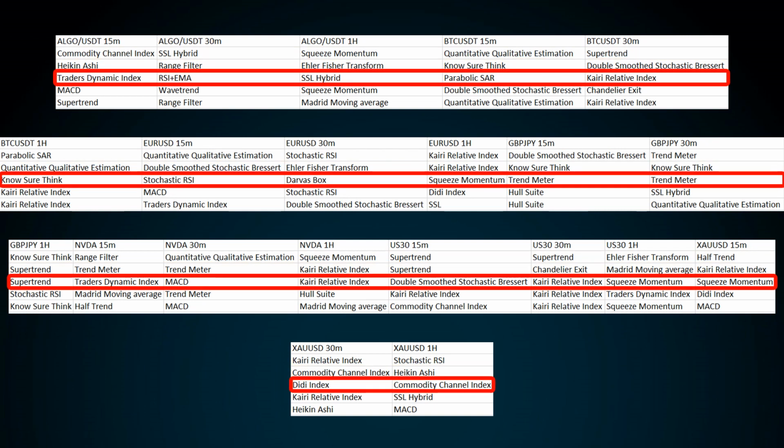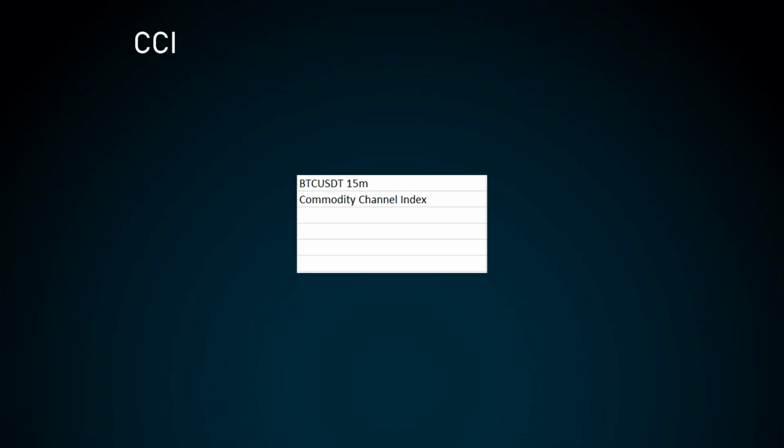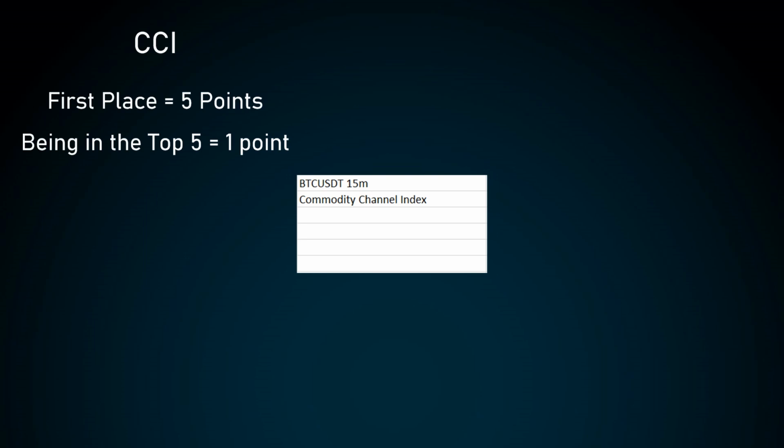Besides that, I gave 1 extra point for each placement an entry signal indicator achieved. So as a quick example, let's say the CCI was the first place winner on the 15-minute Bitcoin USDT chart. In this case, the CCI will get 5 points for being the first place winner and an additional 1 point for being in the top 5 results. So in total, the CCI gets 6 points.